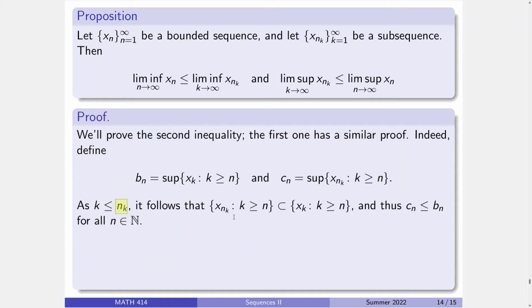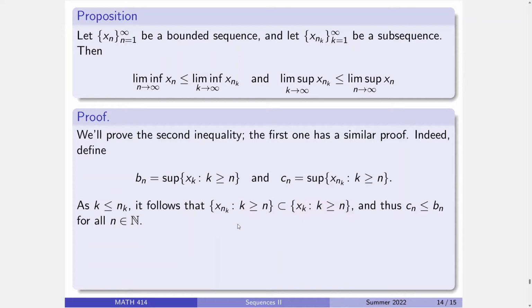So if I have an n sub k where k is bigger than n, well, n sub k then is bigger than n, so n sub k must hang out in the set over here. So I have subset in this direction, and as we discussed last time, that guarantees that the sup over here is less than or equal to the sup over there.